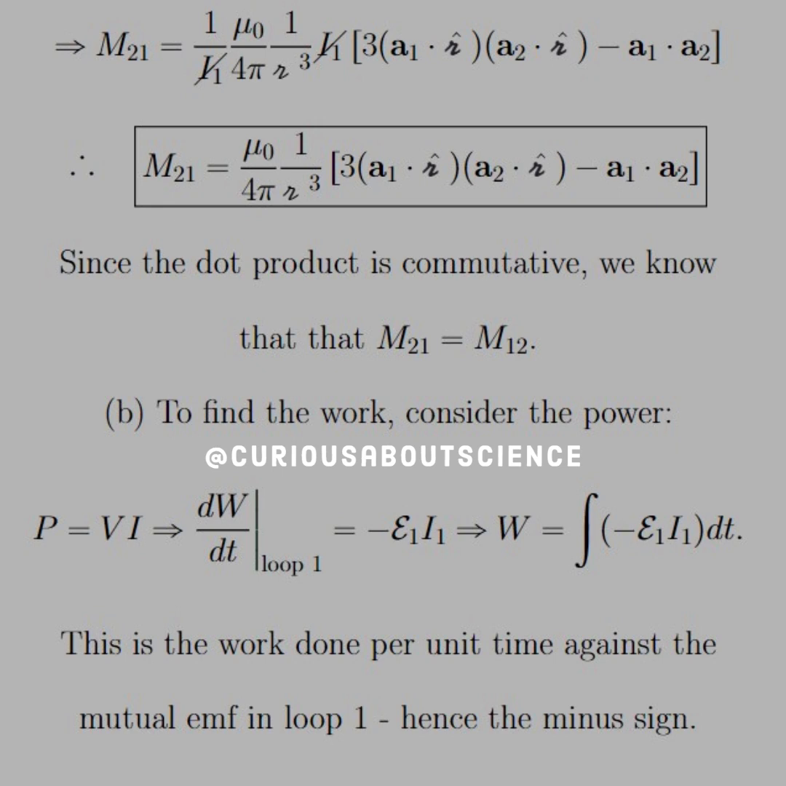And then if we take the integral with respect to time, we get the negative E1 I1. And what this means is that this is the work done per unit time against the mutual EMF in loop 1, hence the minus sign, against the mutual EMF. So again, let's go back to the question. We want to keep the current running against this mutual EMF. And that's why we have to have the minus sign.